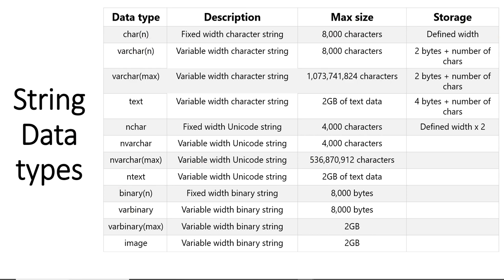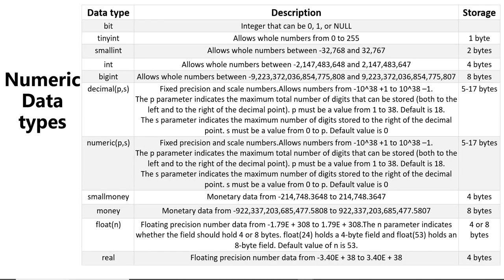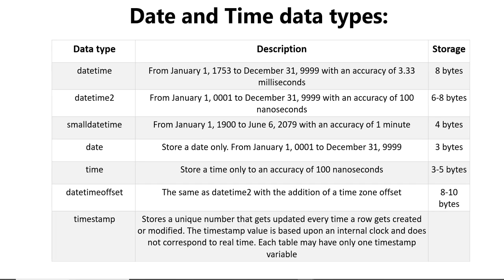Next is numeric data types. In the present table I have used int, which is integer, which allows whole numbers, and it takes the storage of 4 bytes. And there are bigint, decimal, numeric, smallmoney, money, float, and real. You can see the list on the screen. Next type of data type is date and time data types: date, time, datetime2, smalldatetime. These are used for date functions.